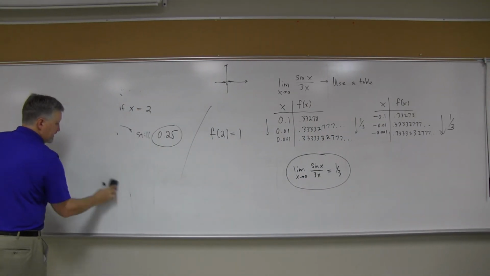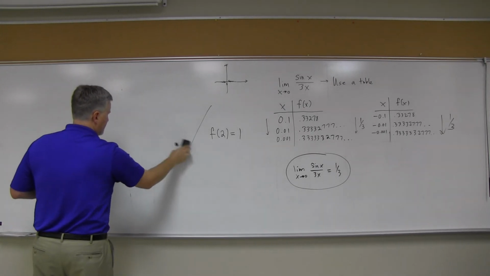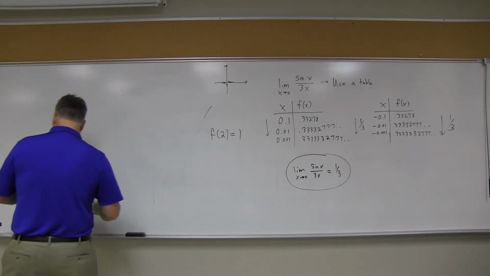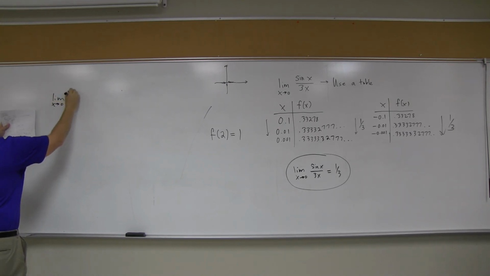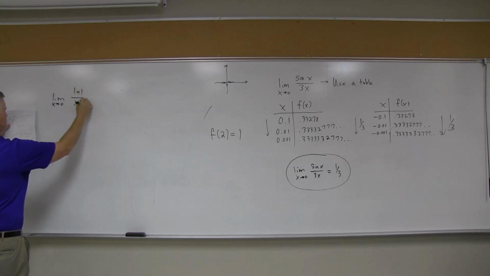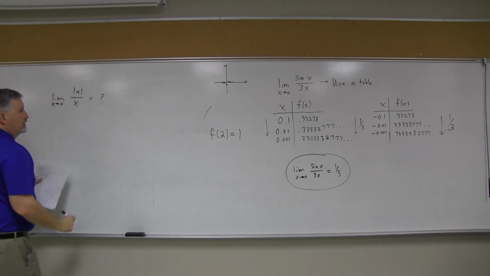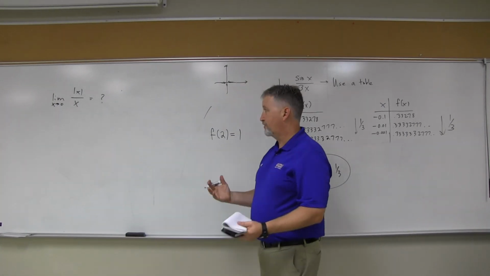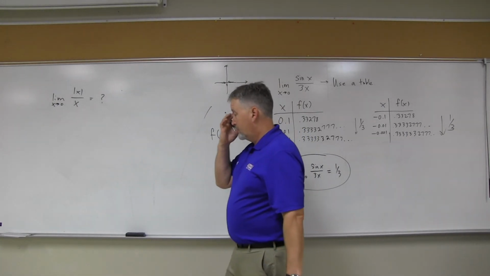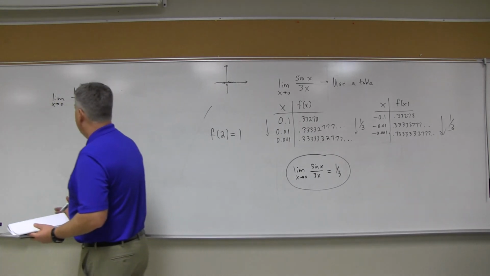I got a couple of other examples, and a couple of other things, but all right. So the limit as x approaches 0 of the absolute value of x over x. So we're approaching 0 again, so it's the same idea, still use a table here.